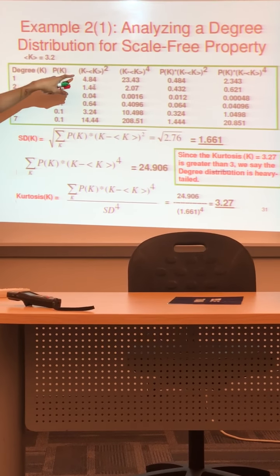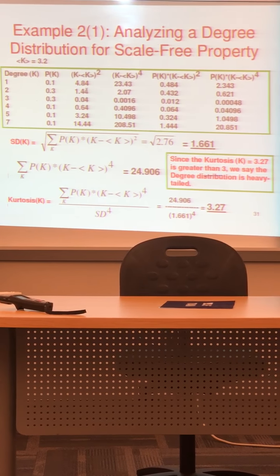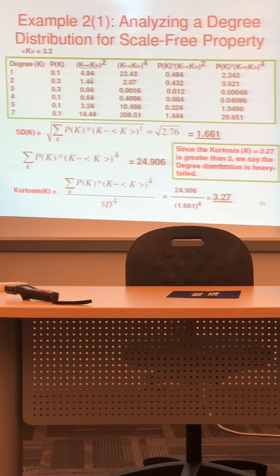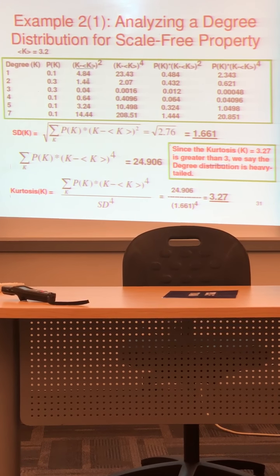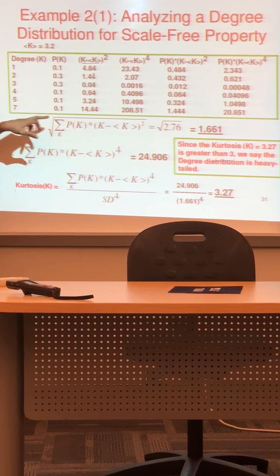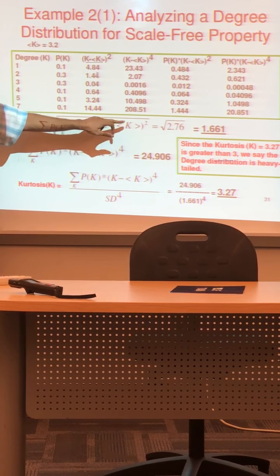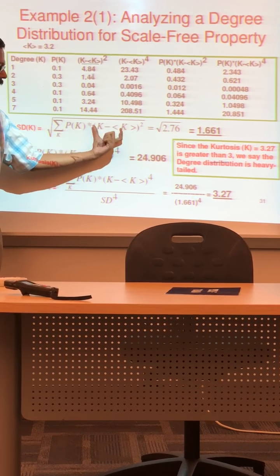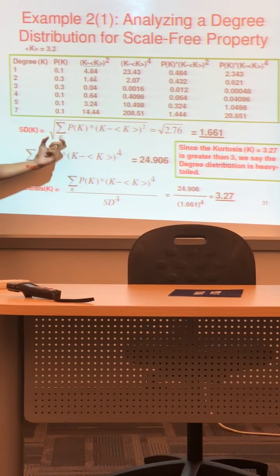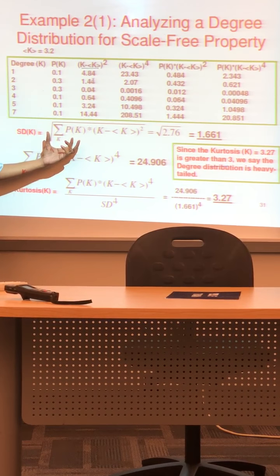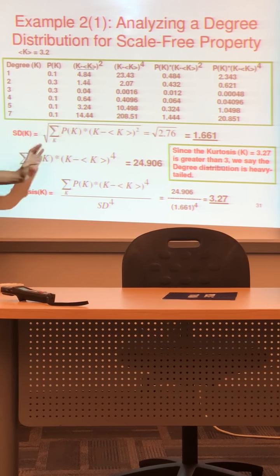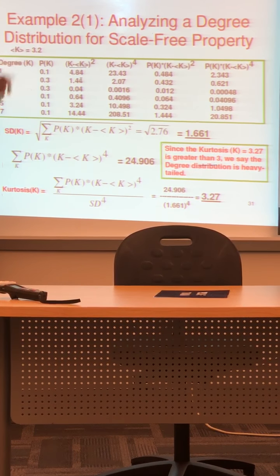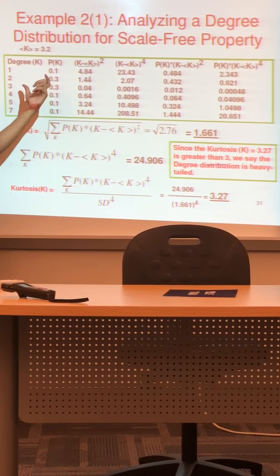Then now that we know the average degree, we can find k minus the average degree squared. So why do we do all these things? Look into the formula. The formula for standard deviation is the sum of P of k times k minus average degree squared. So we need to find this k minus average degree squared for each value of k, and then multiply that with P of k, sum them up and take a square root. So that is why we are finding k minus the average degree 3.2 squared.